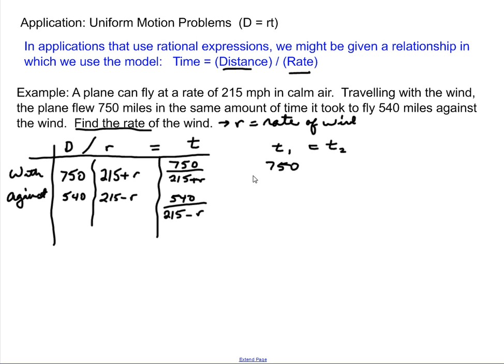750 divided by 215 plus r is equal to 540 divided by 215 minus r. All right, so these two quantities right here, they're equal, right? That's supposed to be an equal sign. Trust me, it's an equal sign. Just not a very good equal sign. Let's try it again here.